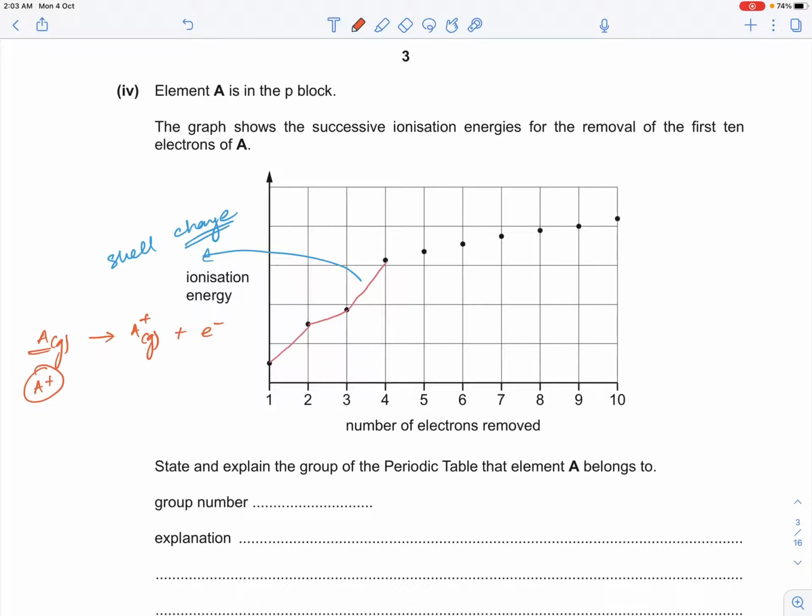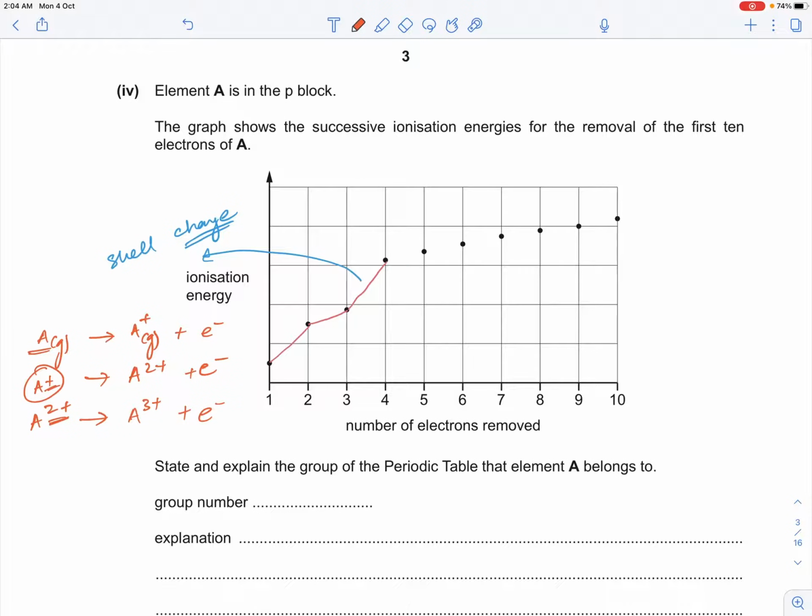So successive ionization energy always increases. The second ionization energy would be greater than the first ionization energy, and the third ionization energy would be higher than the second, because in the case of third ionization, the effective nuclear charge has increased more. Now we are removing an electron from a 2+ ion. Previously it was a +1 ion, now a 2+ ion, so the effective nuclear charge has increased more, so it would be a higher ionization energy. So just remember that successive ionization energies always increase.